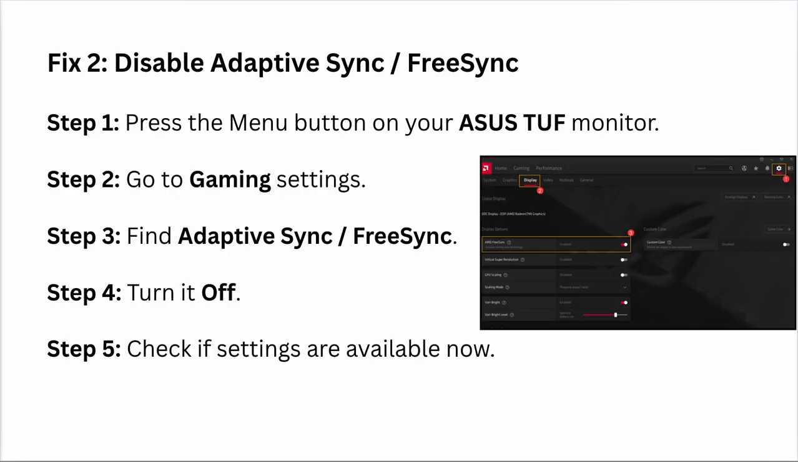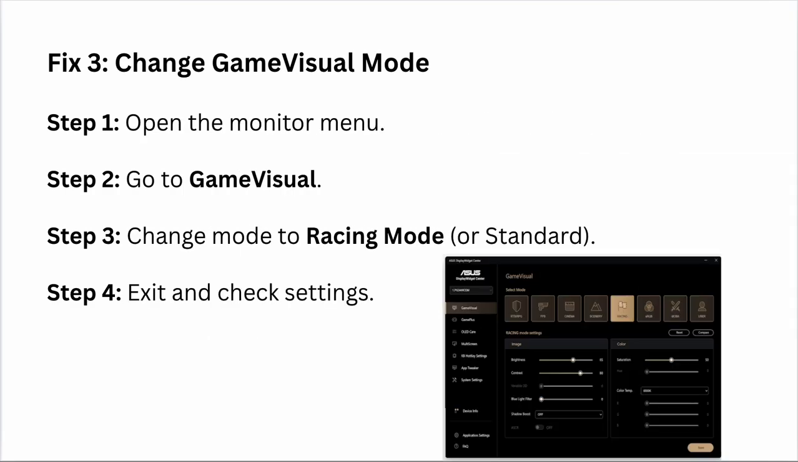Then after you can move to our fix 2. You can disable the adaptive sync or FreeSync. So press the menu button on your ASUS TUF monitor. Then go to the gaming setting and find adaptive sync or FreeSync and turn it off and check if settings are available now.